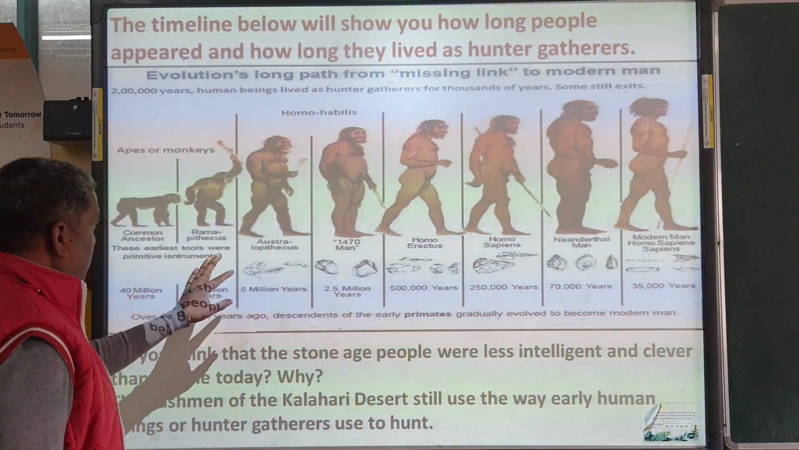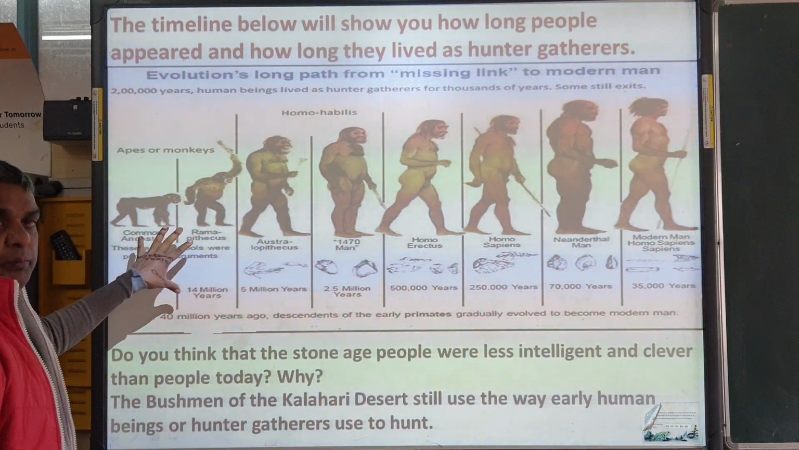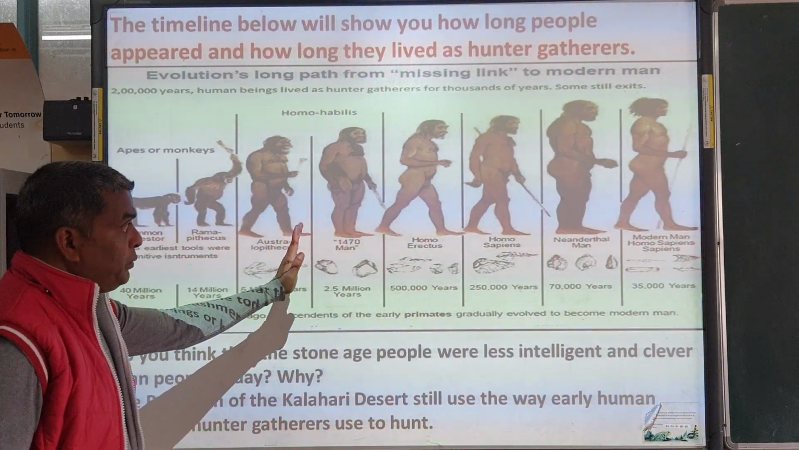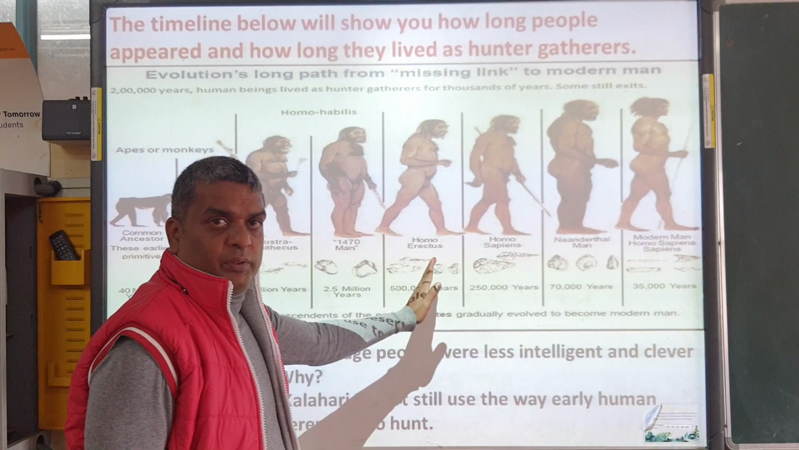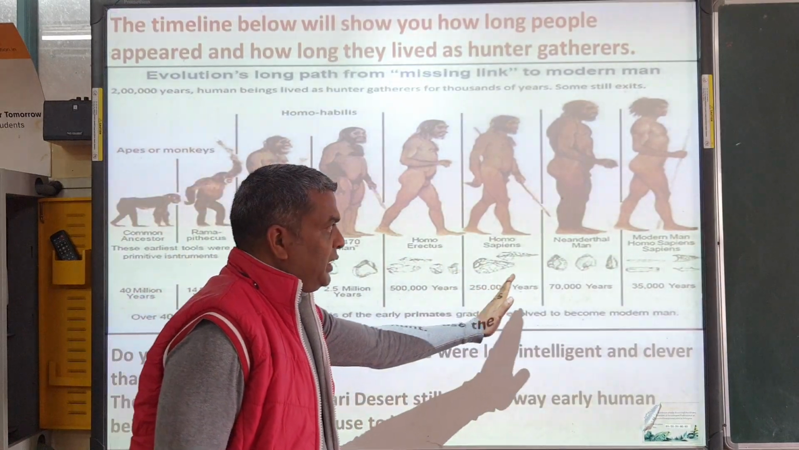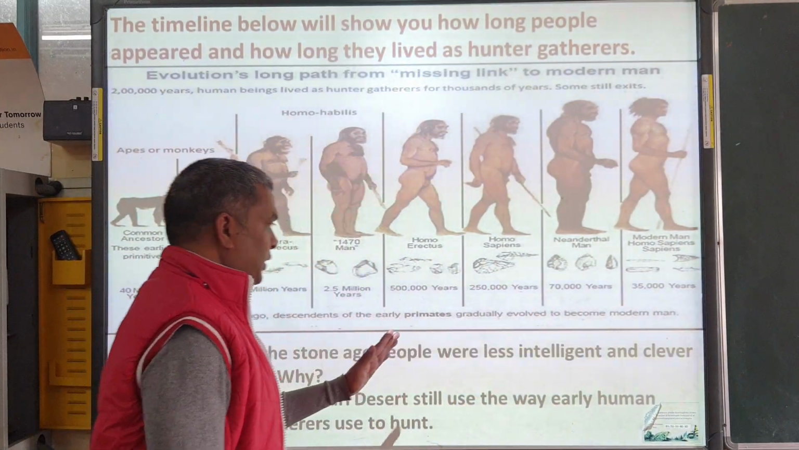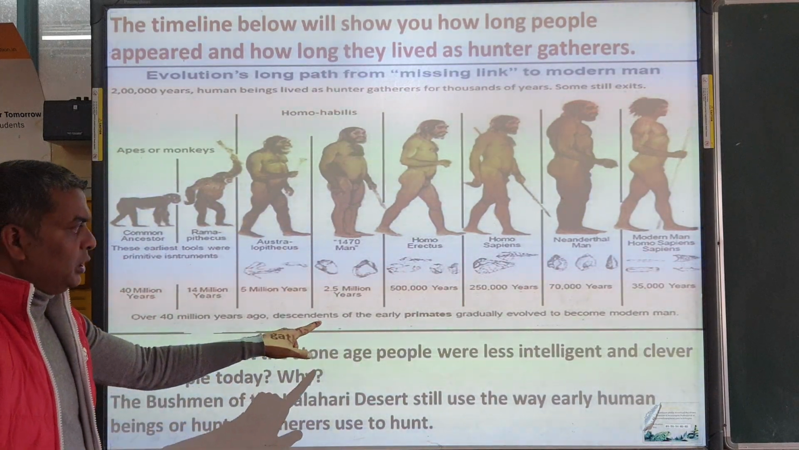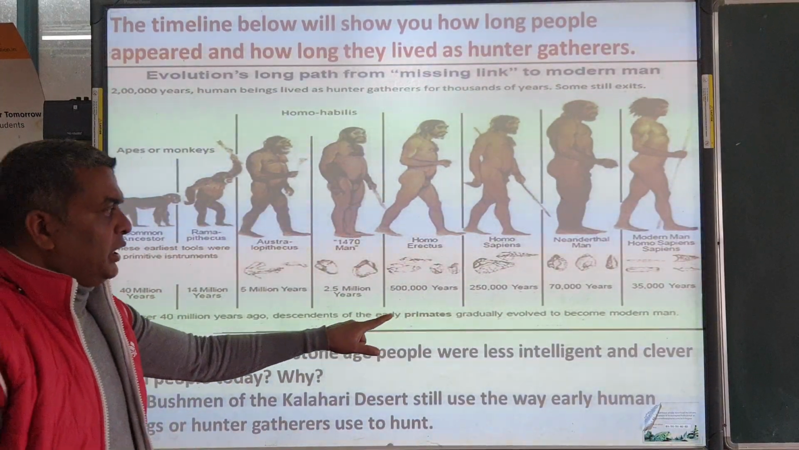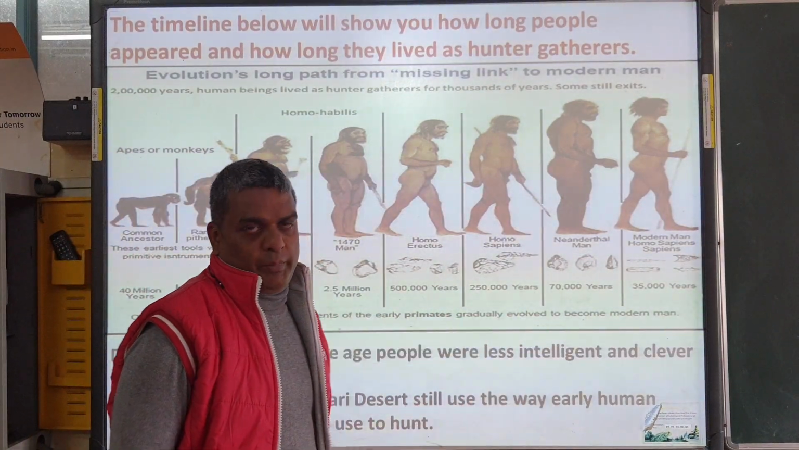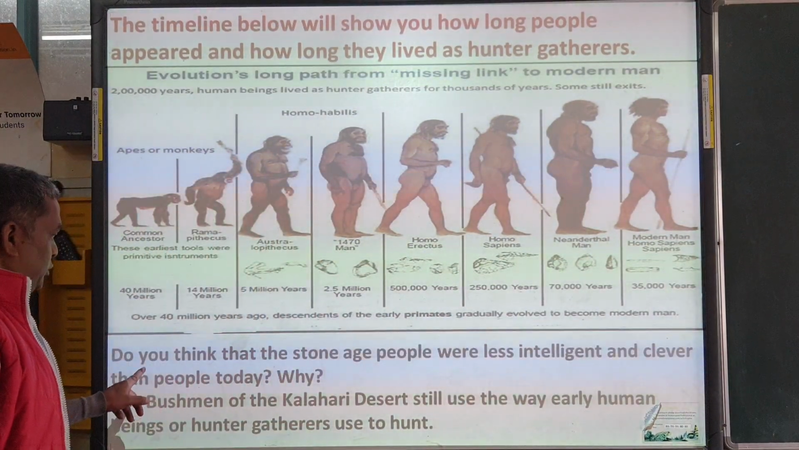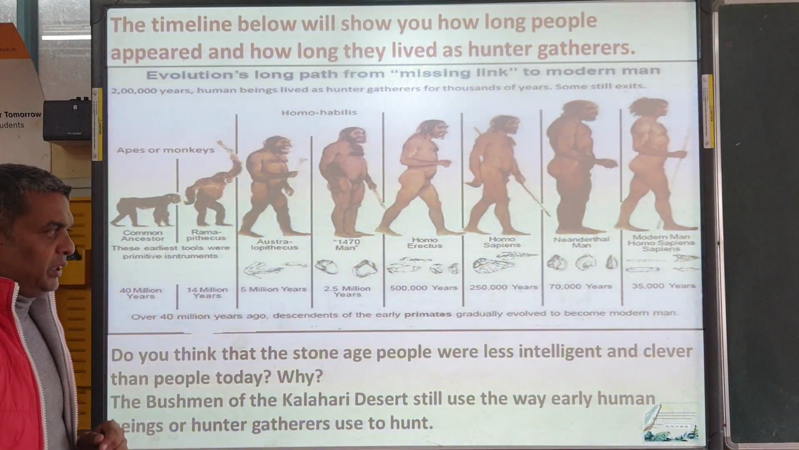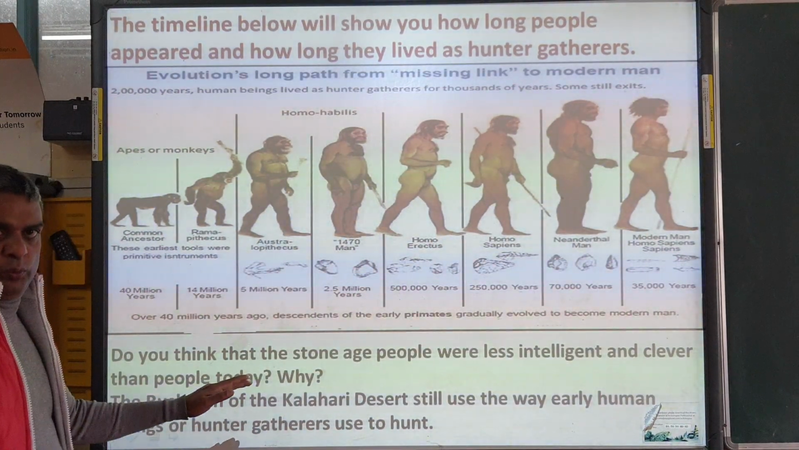So on the long path here, you can see apes or monkeys. Then you had Homo habilis, Homo erectus, then Homo sapiens, and then the modern man. Over 40 million years ago, descendants of the early primitives gradually evolved to become modern man. So do you think that the Stone Age people were less intelligent and clever than people today? What do you think?